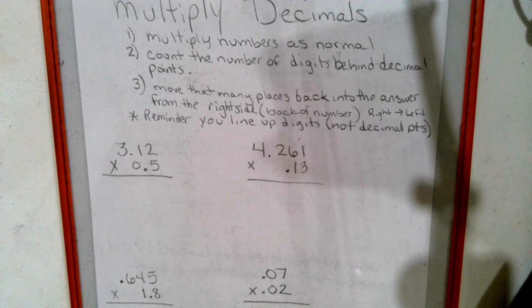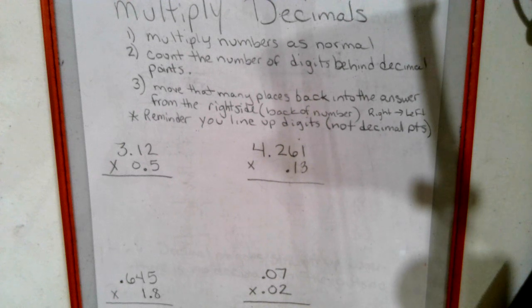All right, we're going to multiply decimals today. So we're going to multiply numbers as normal, and then you're going to count the number of digits that are behind decimal points, and that's how many spots we're going to move back into the answer from the right side back into the number. So we're going to go from the right side of the number into the left.